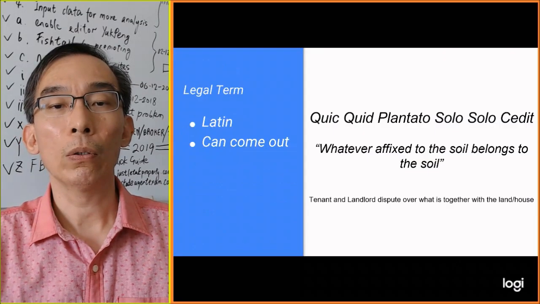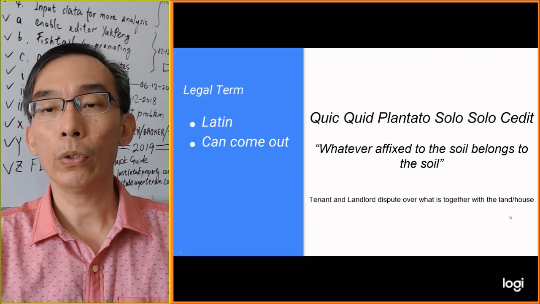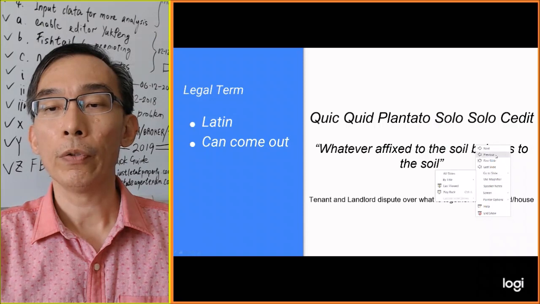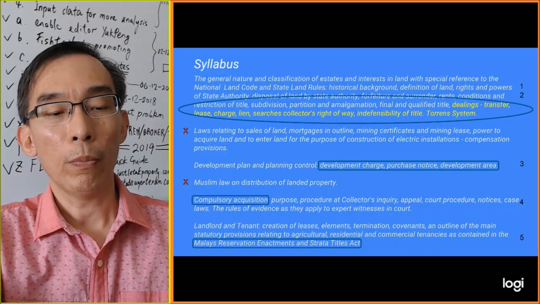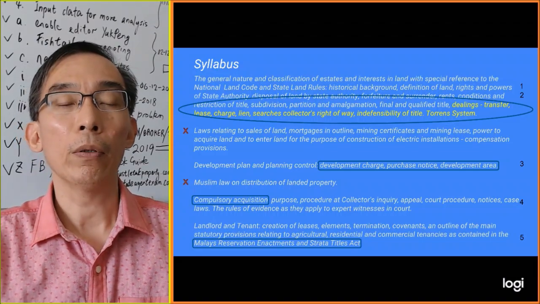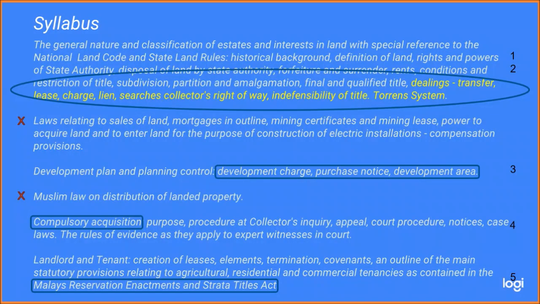So let us go in. I like to go into the previous slide, which is the syllabus. I blow it up big just to talk about the syllabus. The syllabus for D10, property law or laws relating to property, is divided into quite a few parts. In here it says 6 parts, 6 paragraphs.